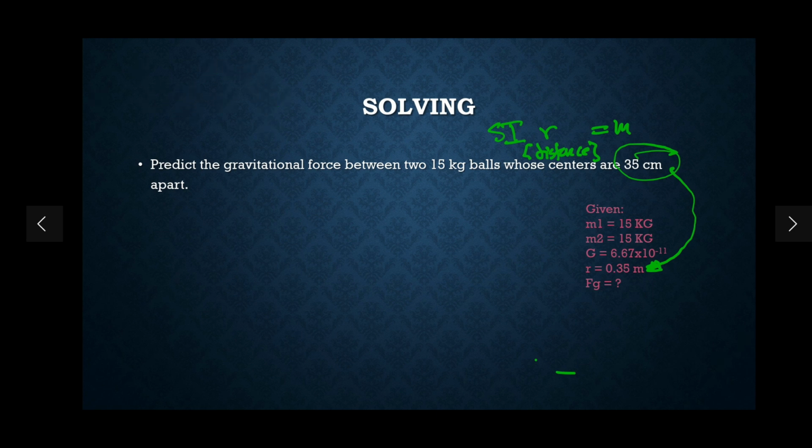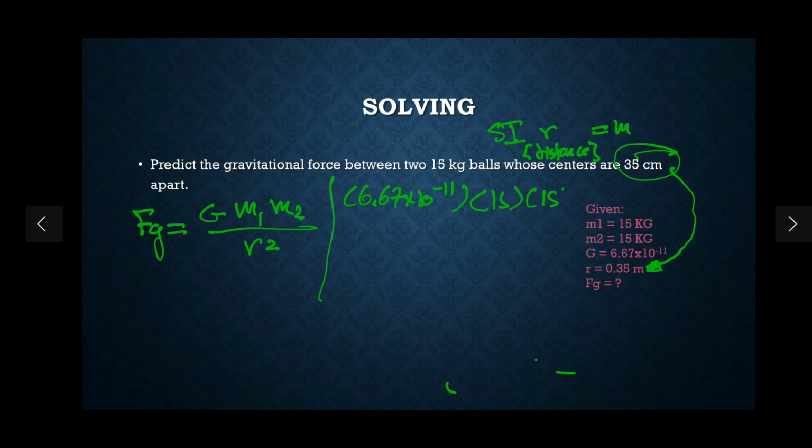Let's move on. Once we have all of the givens, let's substitute them in the equation. Fg equals G M1 M2 over R squared. So substituting gives us 6.67 times 10 to the power of negative 11 times 15 times 15 over 0.35 squared. This gives us Fg equals 1.2 times 10 to the power of negative 7 newtons.